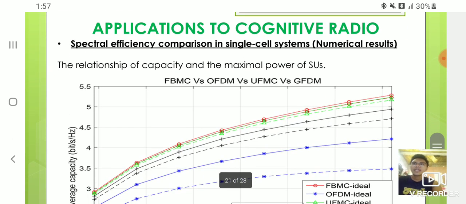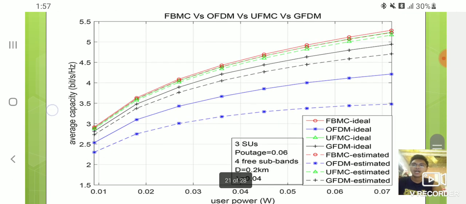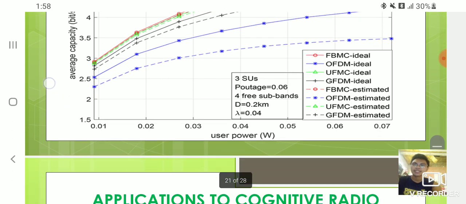We can observe that the spectral efficiency of all waveforms increases with the augmentation of PTH. On the premise of satisfying the constraints, the larger power of SUs means that more power is allocated to the spectrum holes, which results in the expansion of channel capacity.